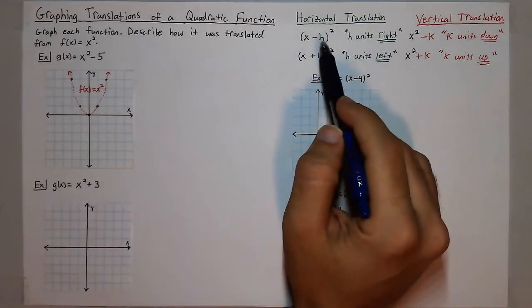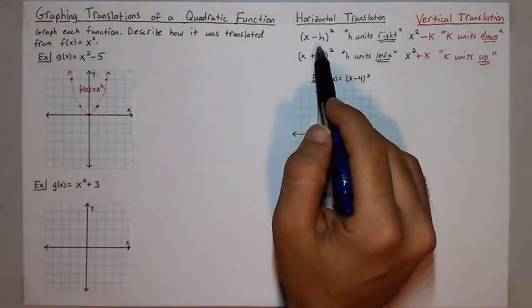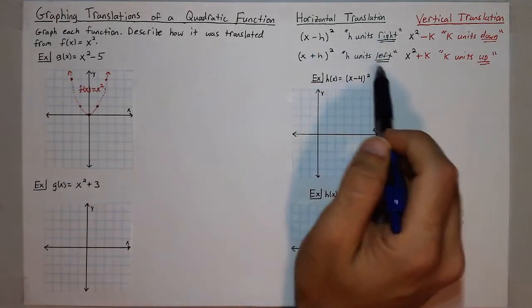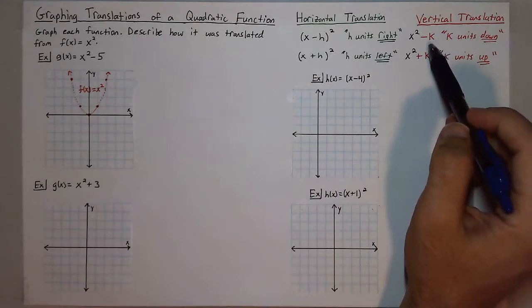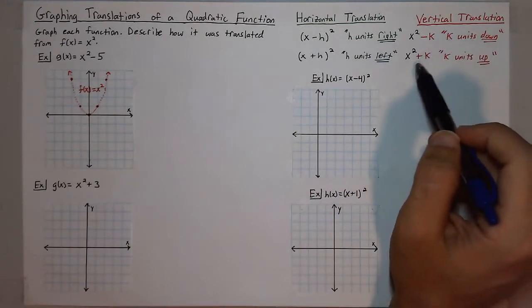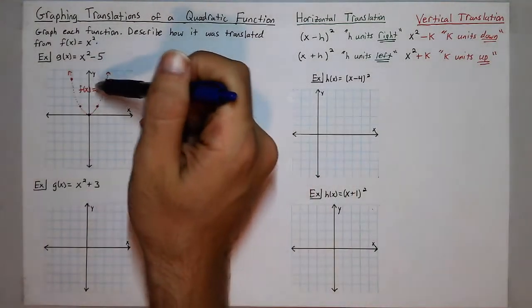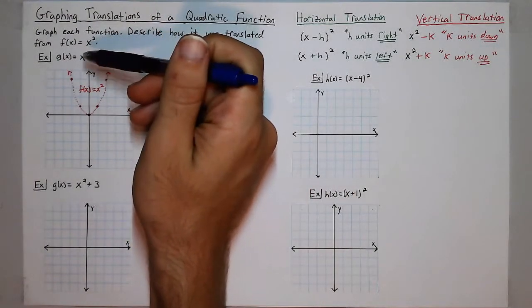Here, when you subtract a value on the inside, it shifts it to the right. If you add a number on the inside, it shifts it to the left. If you subtract a number on the outside, it shifts it down. And if you add a number on the outside, it shifts it up. Now, let's break down what that translation looks like with this problem point by point.